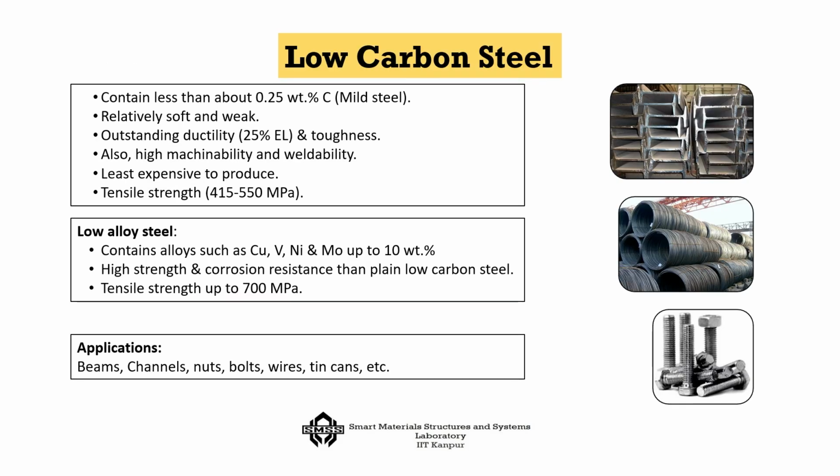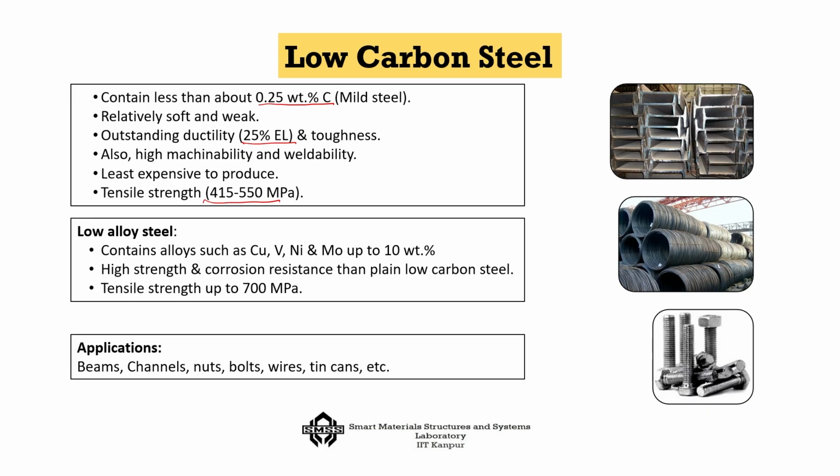Now, when we talk about low carbon steel, that would contain less than about 0.25% of carbon, and you get a mild steel. It is relatively soft and weak, with outstanding ductility, 25% elongation, and toughness is also there, high machinability and weldability, least expensive to produce, and tensile strength is about 450 to 550 megapascal. Low alloy steel will have other alloys, of course, other than 0.25% weight of carbon.